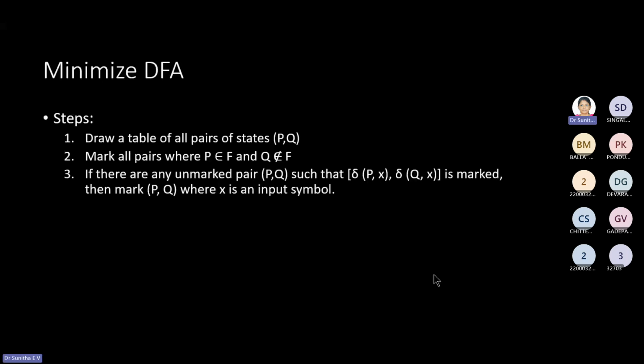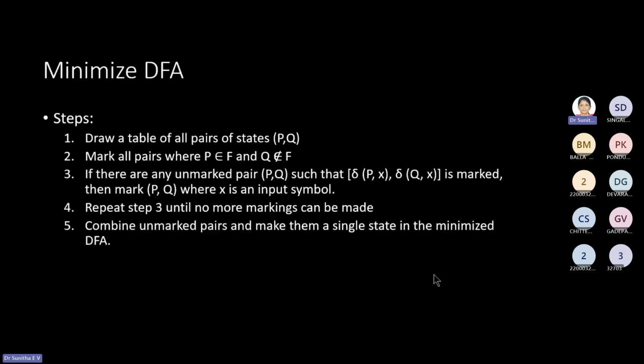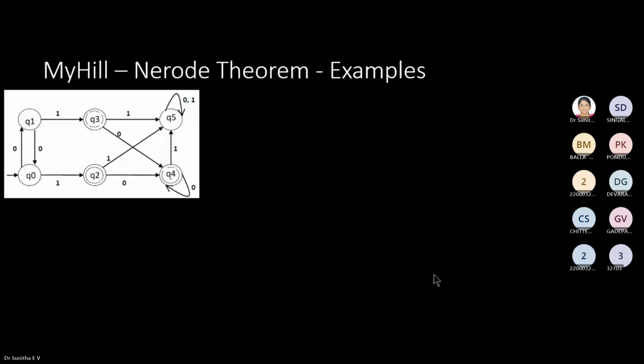And then if there is any unmarked pair P, Q, such that if we take a transition from both the states on one particular input and the target states are marked, then we can mark P and Q. Okay, we'll see the example. And repeat step 3 until no more markings can be made. Combine unmarked pairs and make them a single state in the minimized DFA.